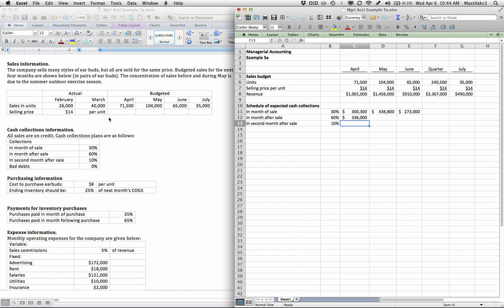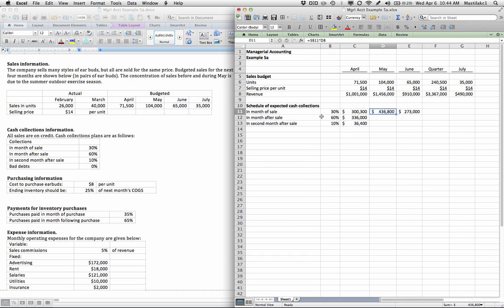We also in April are going to be collecting things from 2 months prior. The second month after February is April, and we still expect to collect 10% of February sales in the month of April. So we can do the same thing. 26,000 units times $14 a unit times 10% tells us that we should be collecting the remaining $36,400 of February's sales during the month of April. Let's go ahead and look at May.